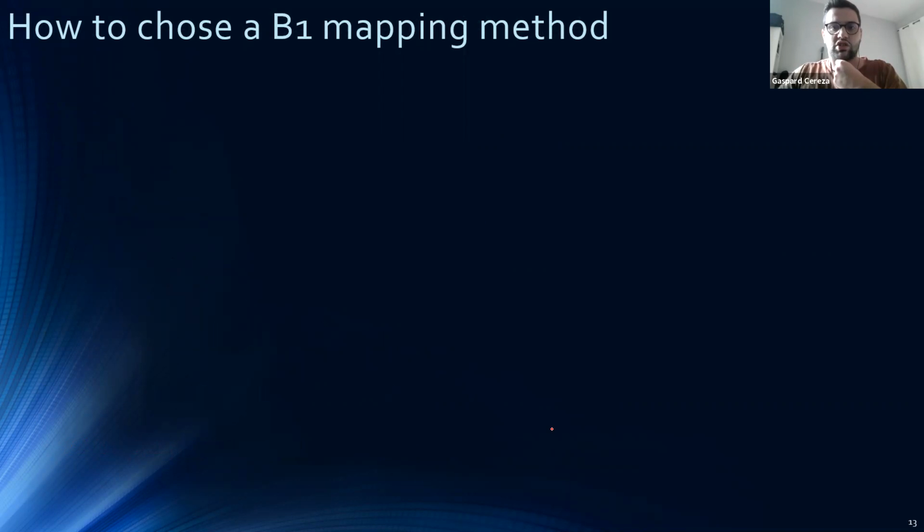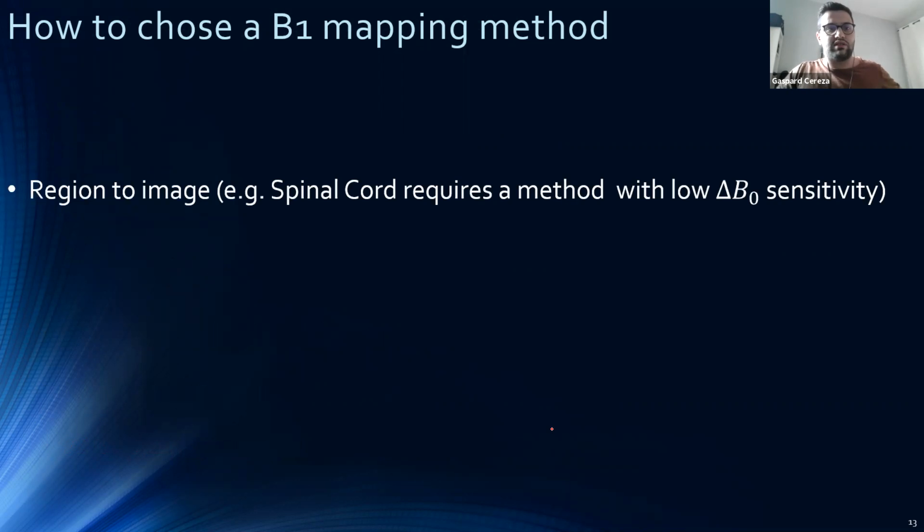All right, so how to choose a B1 mapping method. I just showed some examples, but we could see that there are some differences between every method, and every method has its advantages and drawbacks. So when we are choosing a mapping method, the first thing we have to consider is the region to image. As I said, the spinal cord, for example, has a high B naught inhomogeneity. So a method with low sensitivity to these inhomogeneities will be useful.